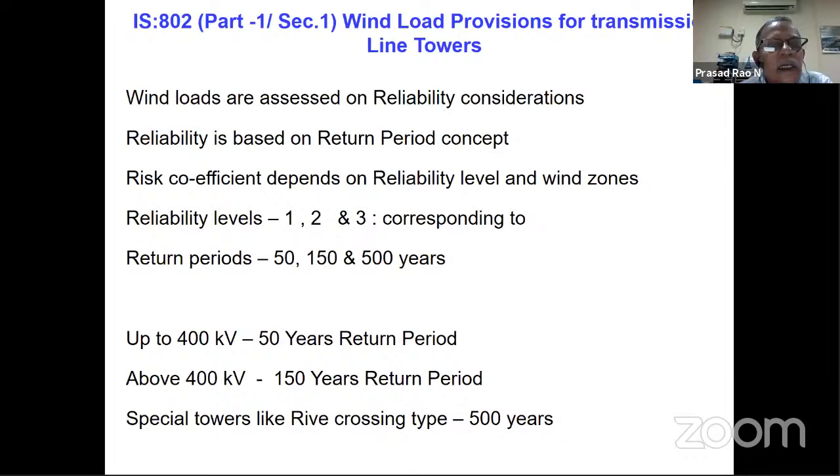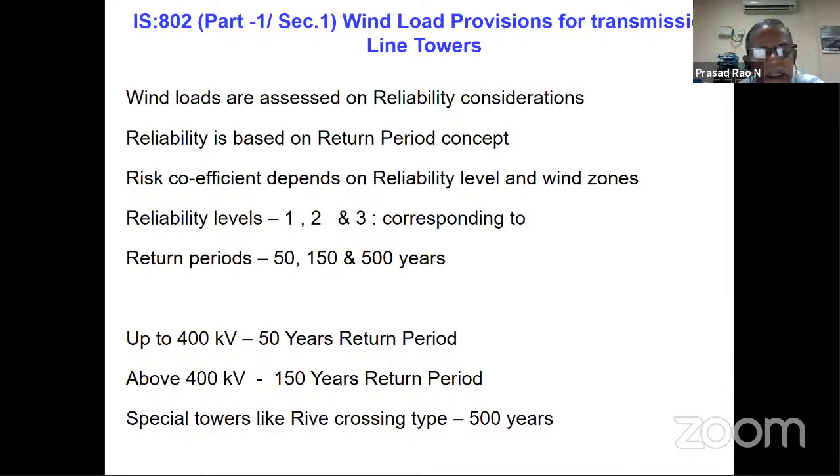It is designed for a 50 years return period. That means it is economically viable. Even if some tower fails, we can replace it. The cost involved and the losses are less. So when you go for above 400 kV, that becomes more important. That means a 150 years return period. That means that wind may occur once or twice in 150 years, at minimum at least one time.